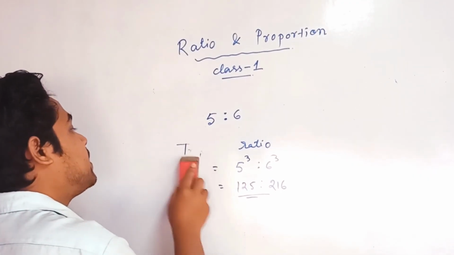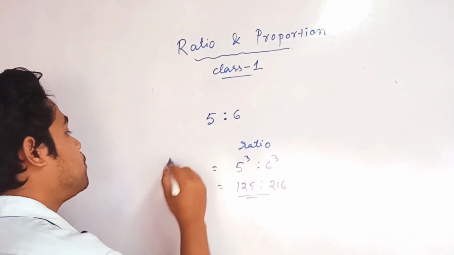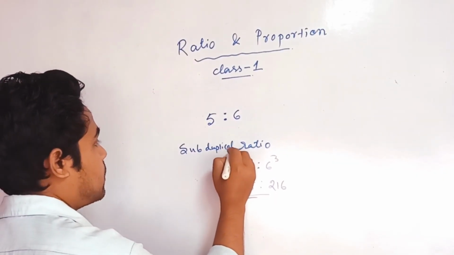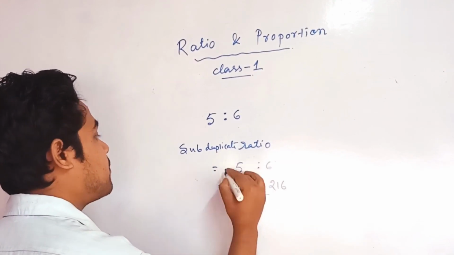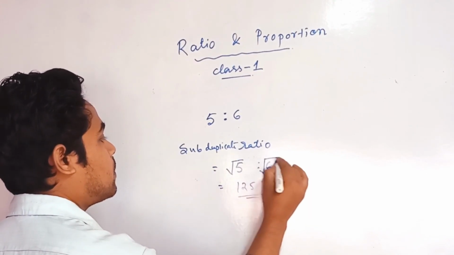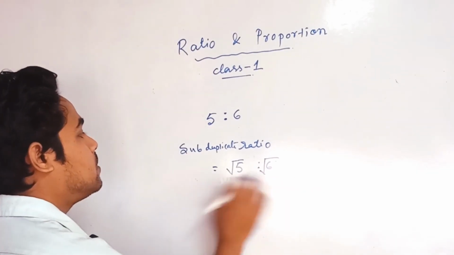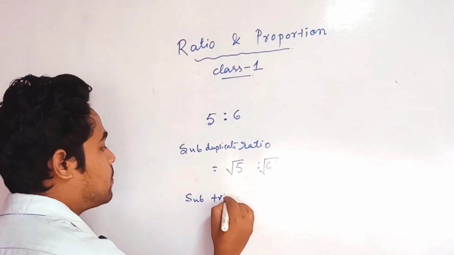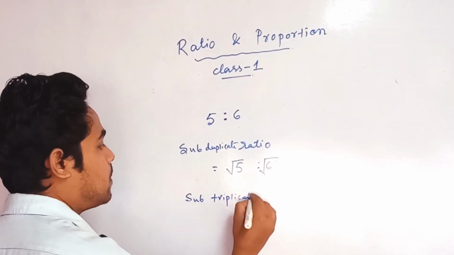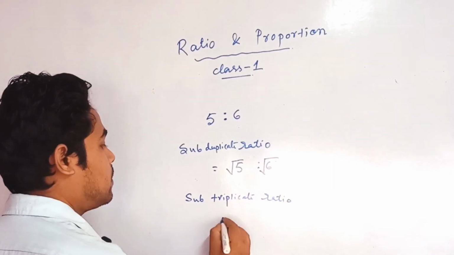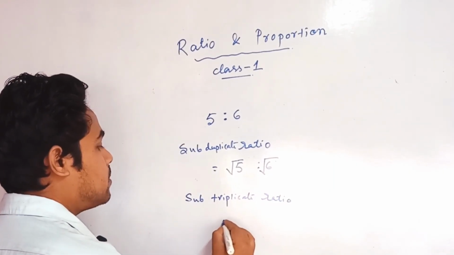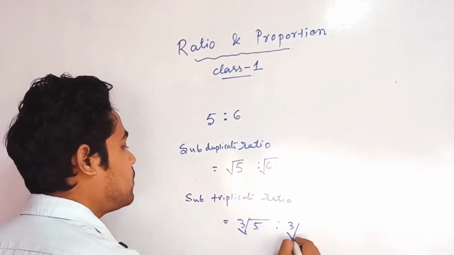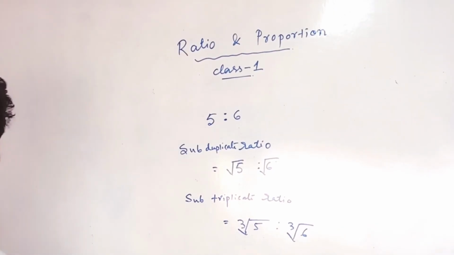Now subduplicate ratio. What is subduplicate ratio? Subduplicate ratio is just to find out the square root of these two numbers. This is subduplicate ratio. If it is subtriplicate ratio, then similarly you have to find the cube root of these two numbers. Only find the cube root of these two numbers, and this is subtriplicate ratio.